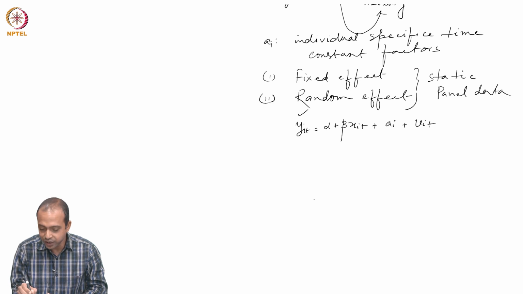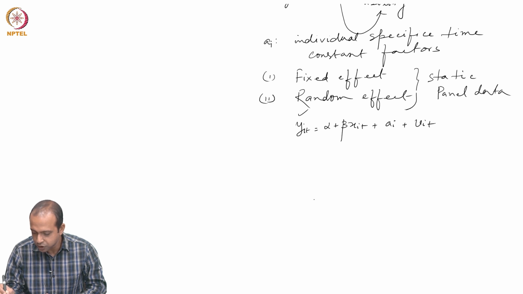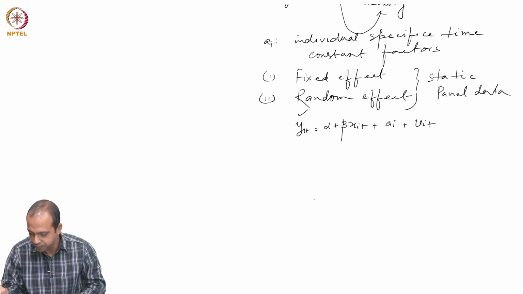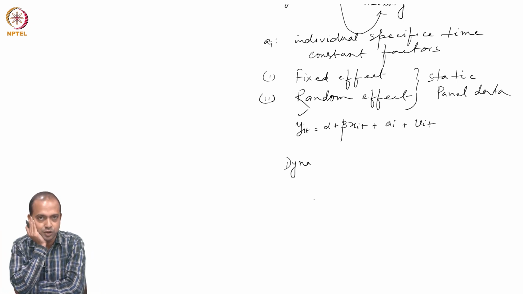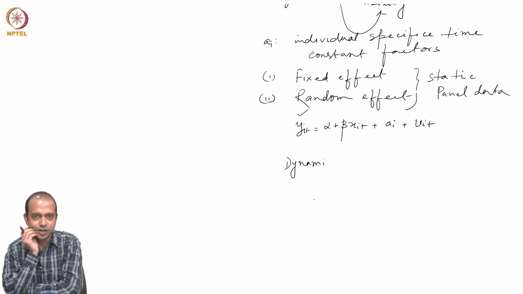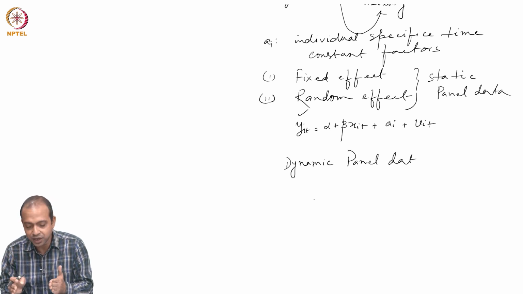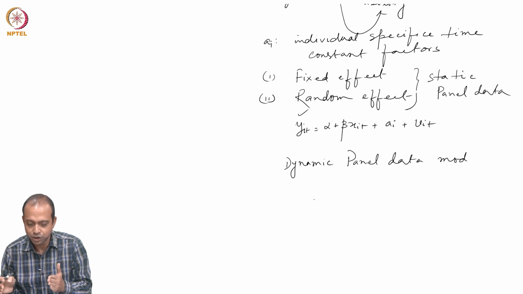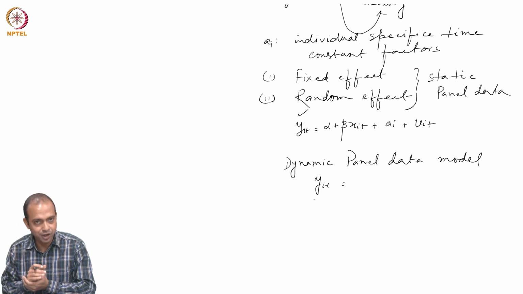That means we will end up with a situation where y_it equals rho y_i,t-1 plus beta x_it plus a_i plus v_it. This presence of the lagged dependent variable makes the model dynamic in nature. So, we are going to discuss what exactly we mean by a dynamic panel data model and what the different estimation techniques available are.